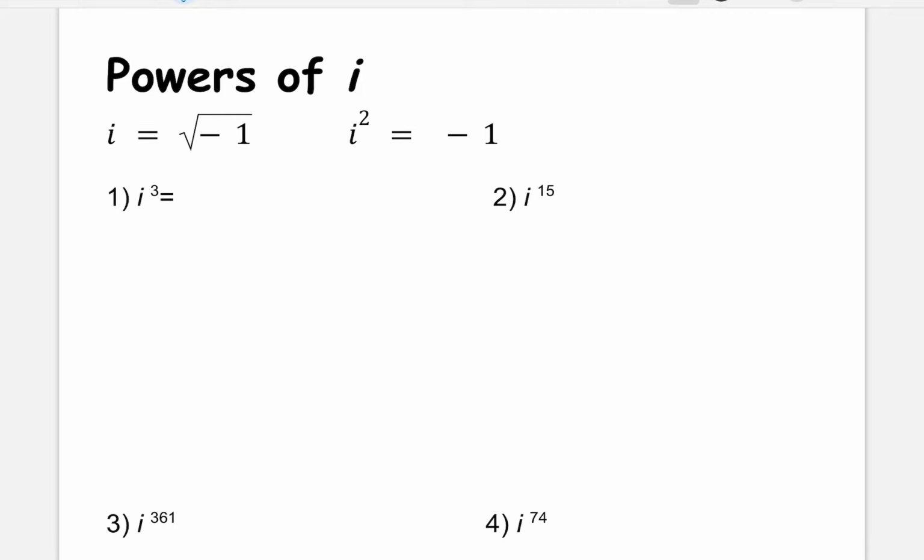Powers of i. In this video, we will be using the important information about i and its equivalent form, which is the square root of -1, or i squared, which is equal to -1. We are going to simplify expressions that are raised to a particular exponent using this information that we just learned.